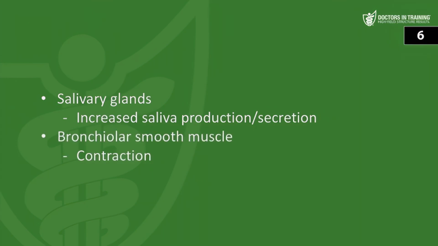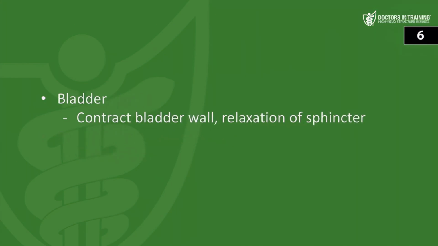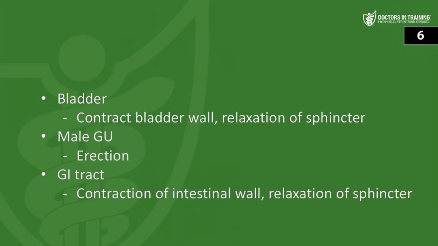In the lung, for that bronchiolar smooth muscle, you're going to get contraction. For the bladder, you're going to get contraction of the bladder wall and relaxation of the sphincter. And the male GU, you're going to get an erection. And then on the GI tract, you're going to have contraction of the intestinal wall, relaxation of the sphincter, overall increase in transit.